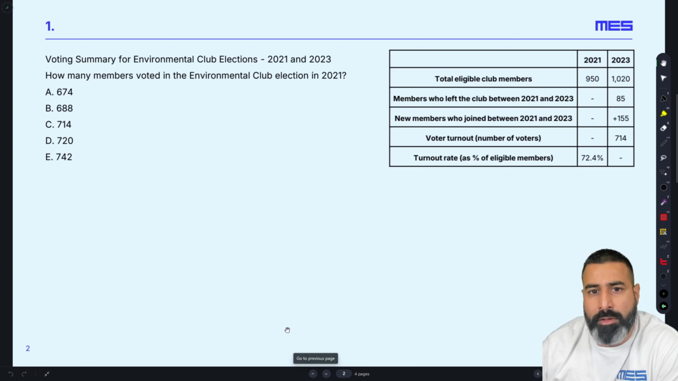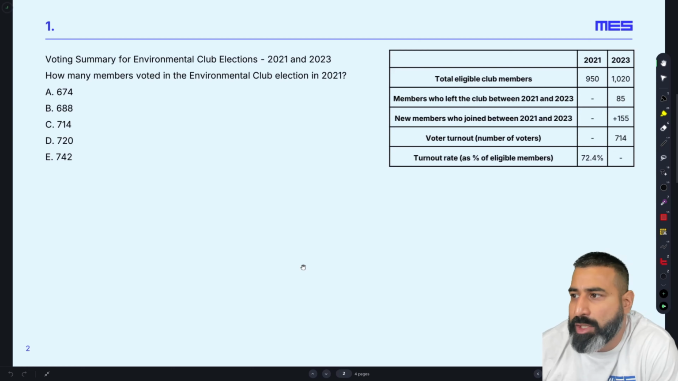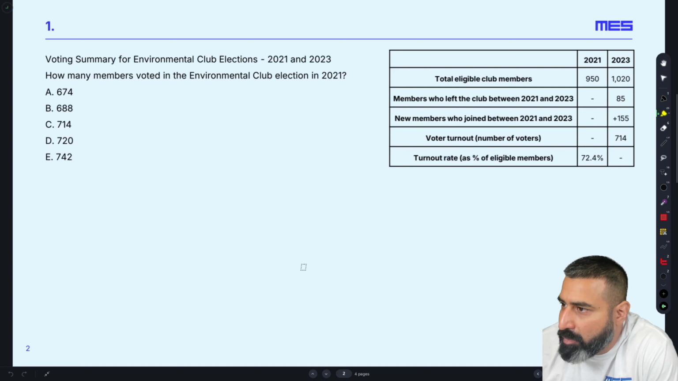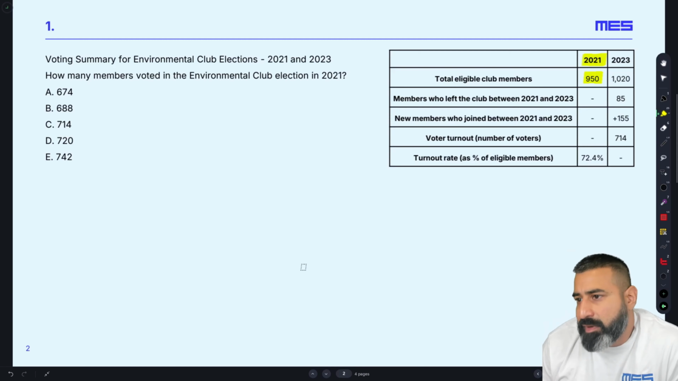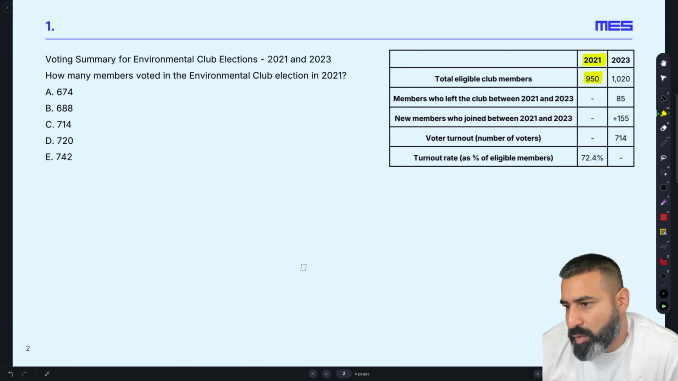Question numero uno. Voting summary for environmental club elections are shown for 2021 and 2023. How many members voted in the environmental club election in 2021? So we have got 2021 here. We've also got the total eligible club members. So 950 of those are eligible to vote. So of those, what was the turnout rate as a percentage of eligible members?